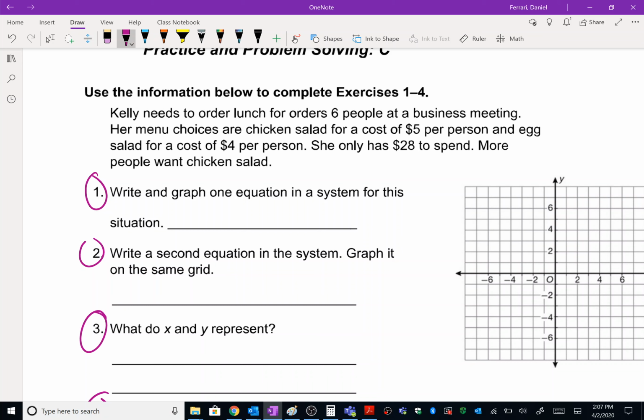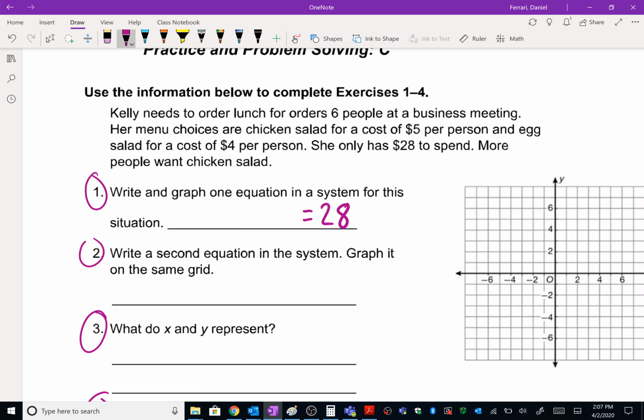Okay, so basically if we look at this, the equation that most students are going to do first is the cost equation. So the first equation we're going to deal with is going to deal with all the money. Well, we know that total, she has $28, right? That's the maximum amount of money she can spend. So regardless of whether people order chicken salad or egg salad or whatever, she's going to spend $28.